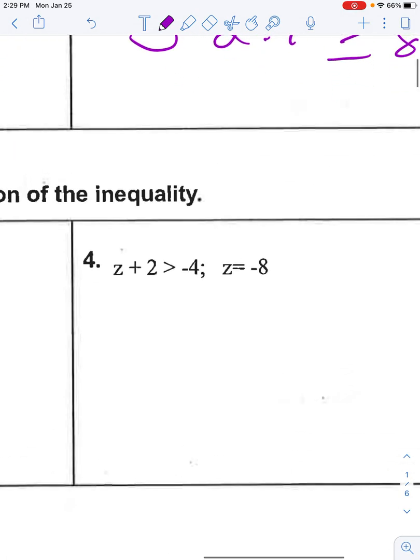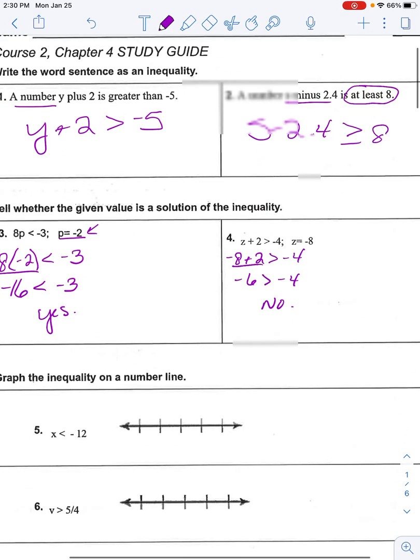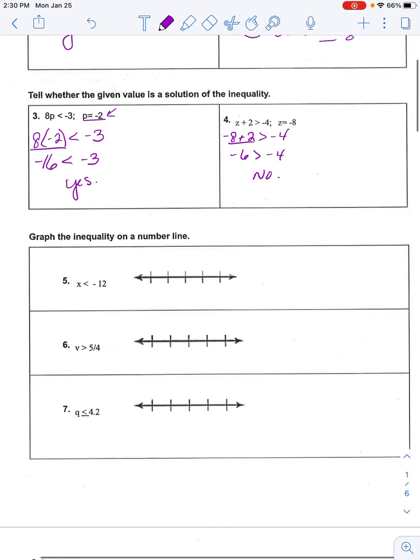Number 4, we're going to substitute in -8 for Z and see if -8 is a solution for Z. Substitute first, then begin to solve. Is -6 greater than -4? No, -6 is less than -4. It's further to the left. So that one's a no. -8 is not a solution.